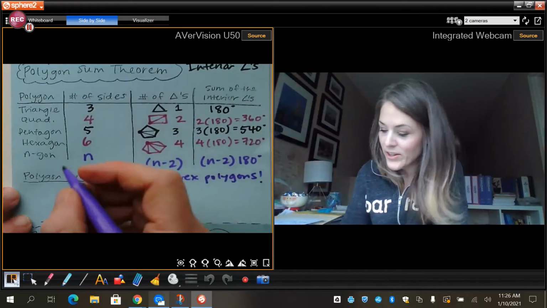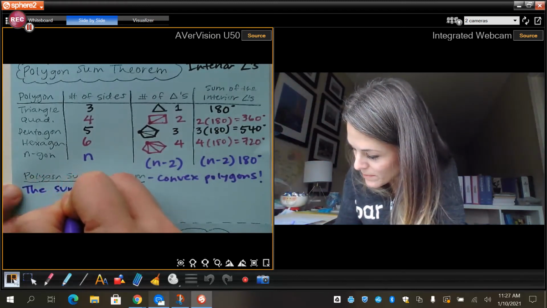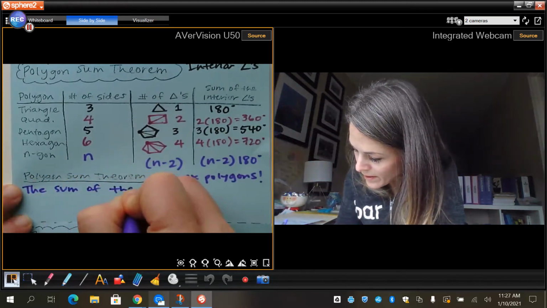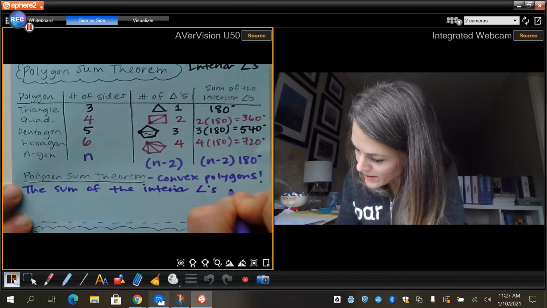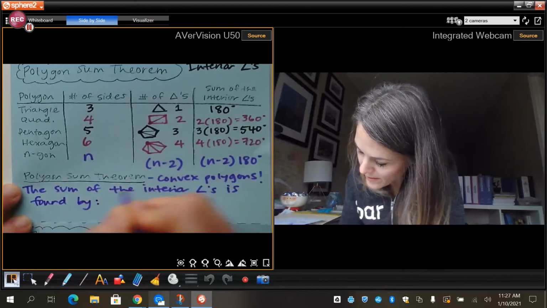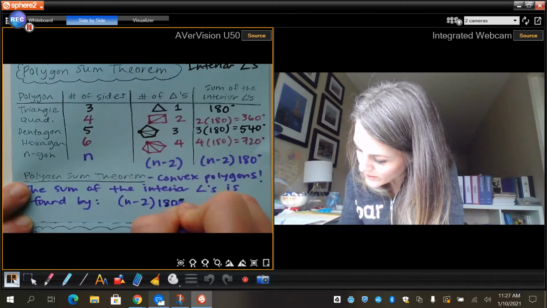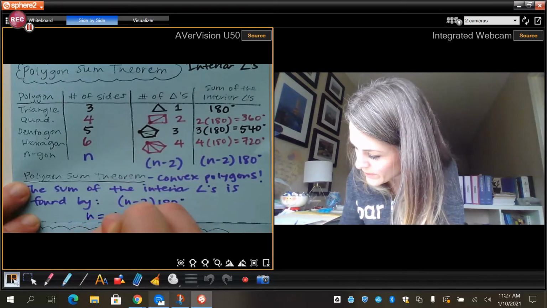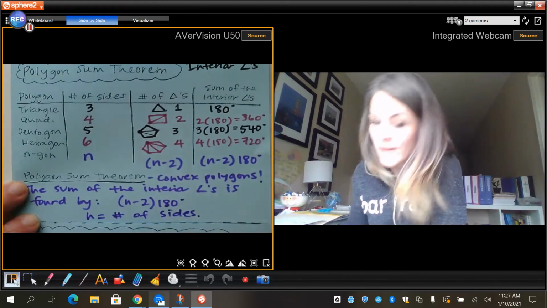But the interior angles, the sum of the interior angles is found by n minus 2 times 180 degrees, where n equals the number of sides.